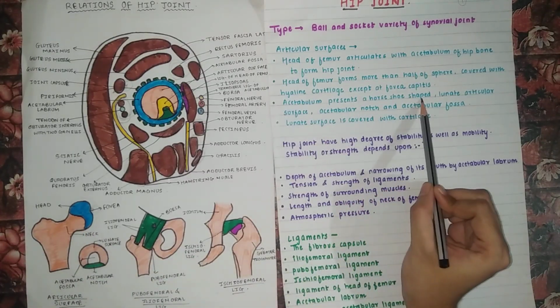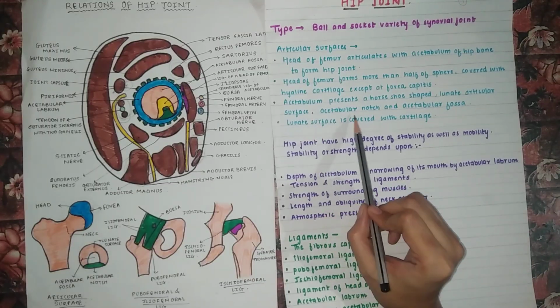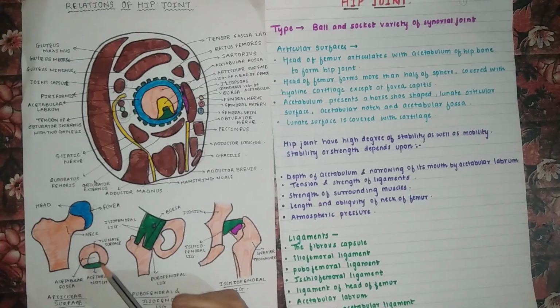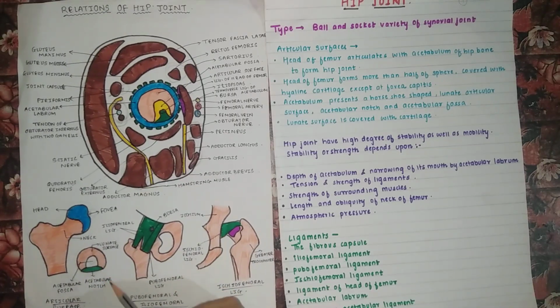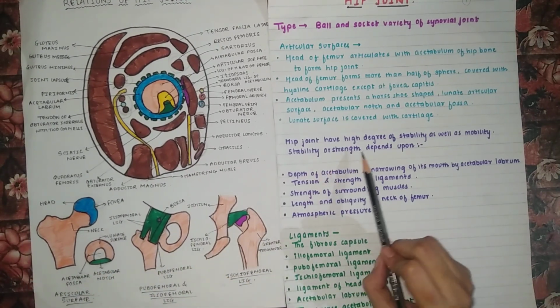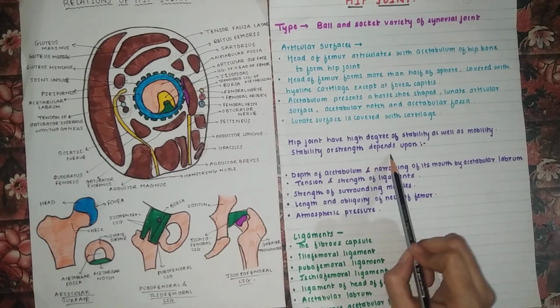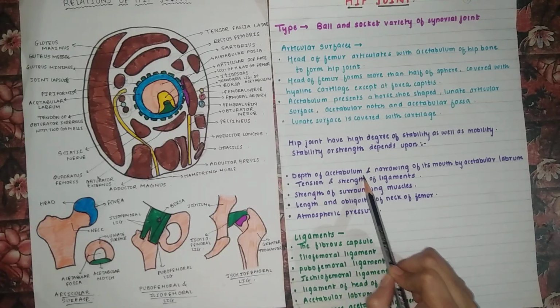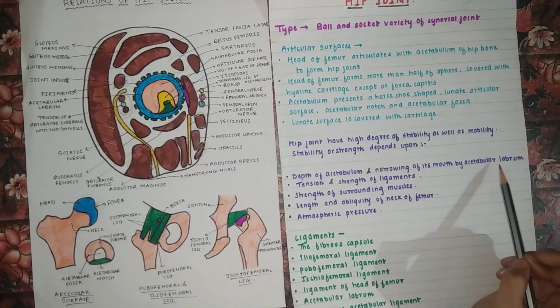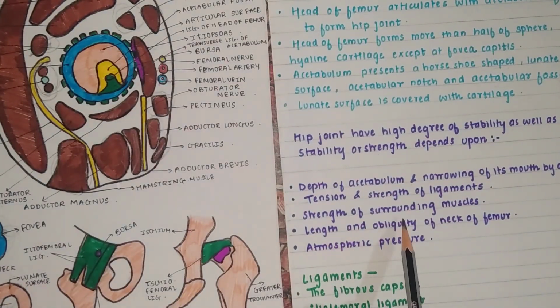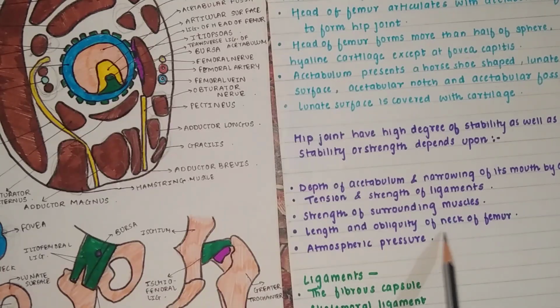Acetabulum presents a horseshoe-shaped lunate articular surface, acetabular notch and acetabular fossa. Hip joint has a high degree of stability as well as mobility. Stability or strength depends upon depth of acetabulum and narrowing of its mouth by acetabular labrum, tension and strength of the ligament, strength of the surrounding muscles, length and obliquity of neck of femur and atmospheric pressure.